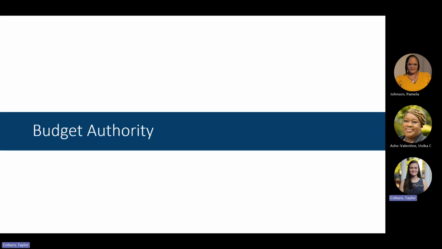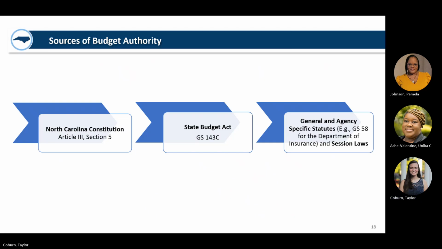Next, we'll discuss budget authority. This is the most important consideration when an agency is seeking to adjust their budget. The three main sources of budget authority include the North Carolina Constitution, the State Budget Act, as well as other general and agency-specific statutes and/or session laws.